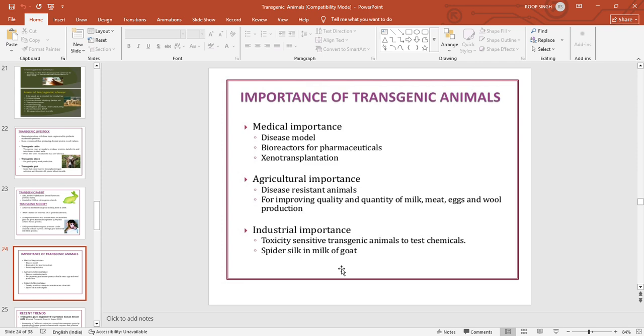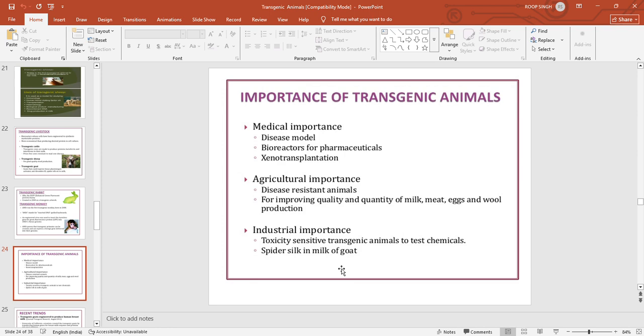Xenotransplantation: in the case of transgenic pigs, organs have been modified in which human genes have been introduced. So those organs from transgenic pigs can be used for transplantation in humans. Agriculture is important too. Disease resistant animals can be created, like cattle resistant to mad cow disease. These animals can be created for improving the quality and quantity of milk. Meat, eggs and wool production can also be improved using transgenic animals.